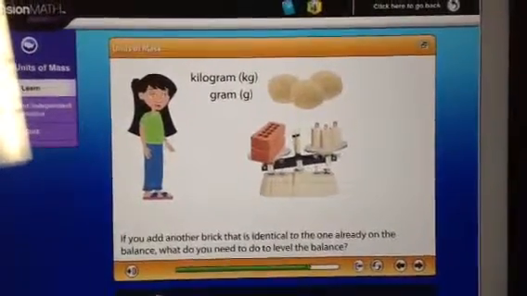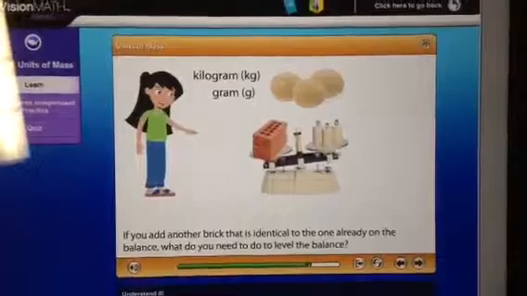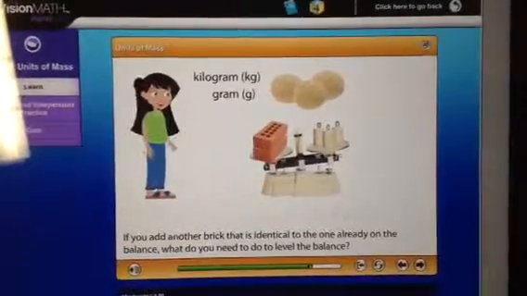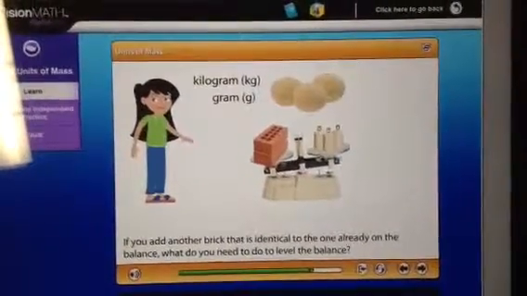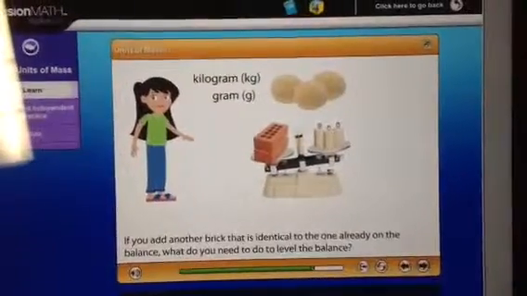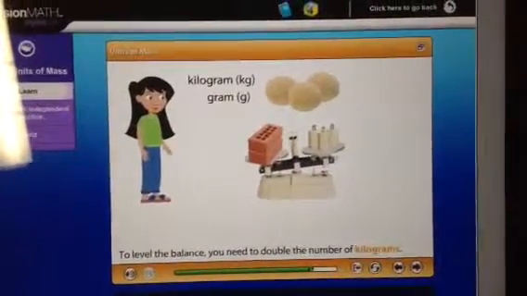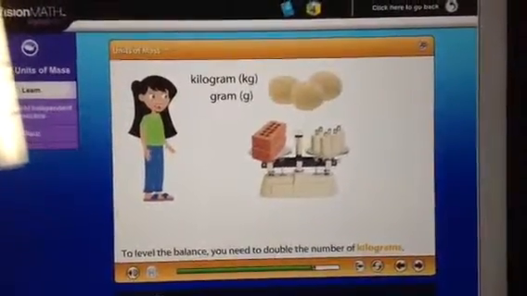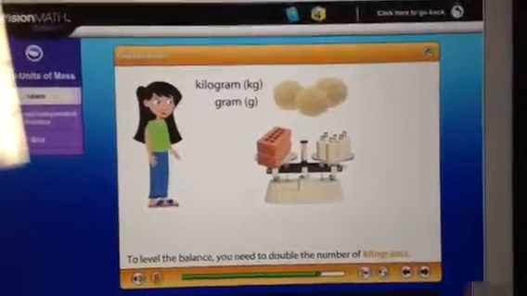If you add another brick that is identical to the one already on the balance, what do you need to do to level the balance? To level the balance, you need to double the number of kilograms.